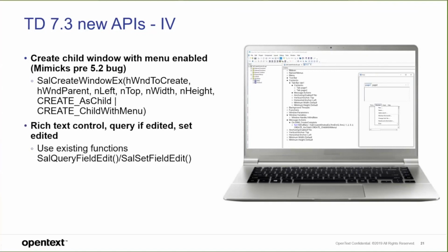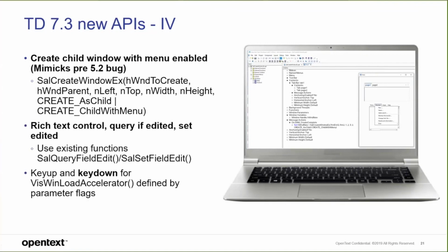The rich text control, you can now query if it has been edited, or you can set it edited. So you can find out if somebody has done edits to the field, and you can set it to be edited. And then the key up and key down for WinLoadAccelerator can be defined by parameter flags. This seems to be an issue with Windows 10, where the keyboard accelerator has changed from key up or key down. I don't know exactly, but that can now be trapped with these new parameter flags.